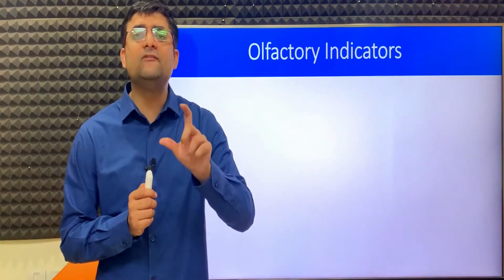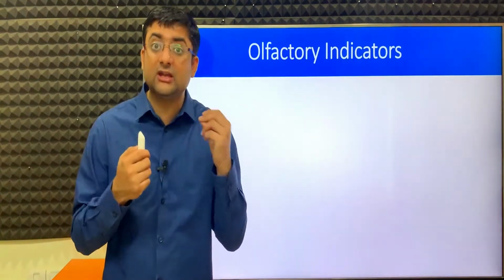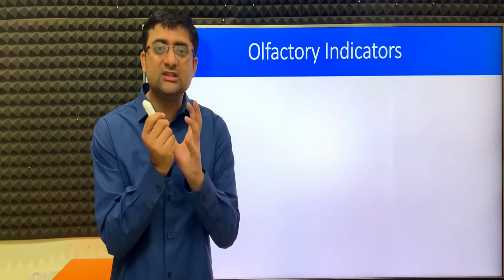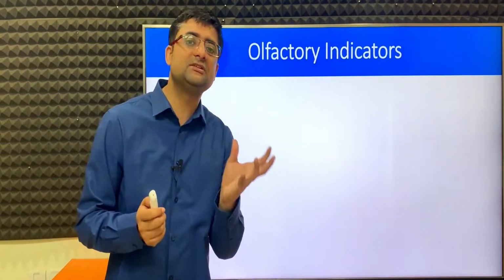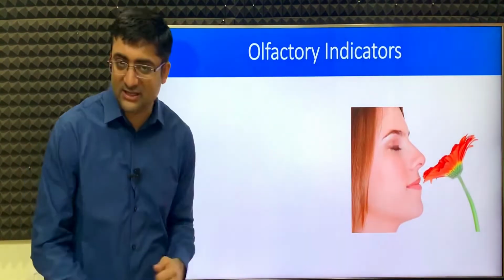Now both onion and vanilla have a characteristic smell, right? So the moment you smell that onion smell or the vanilla smell, you can immediately make out, right? So by changing their smell, we can figure out whether a substance is acidic or basic. Hence they're called olfactory indicators. Is this clear? So let's read about them.